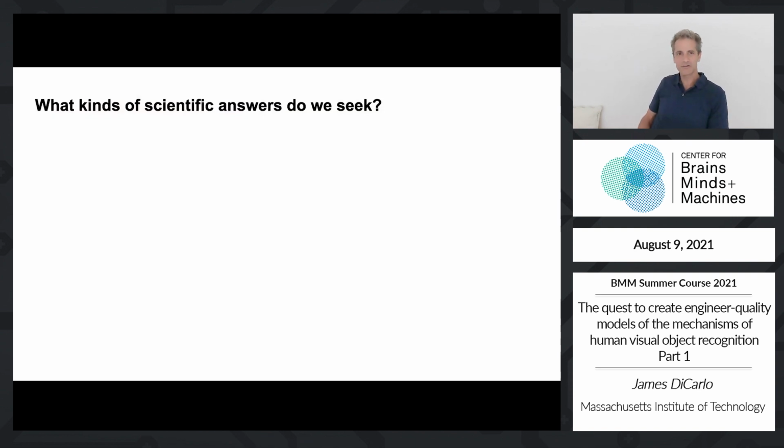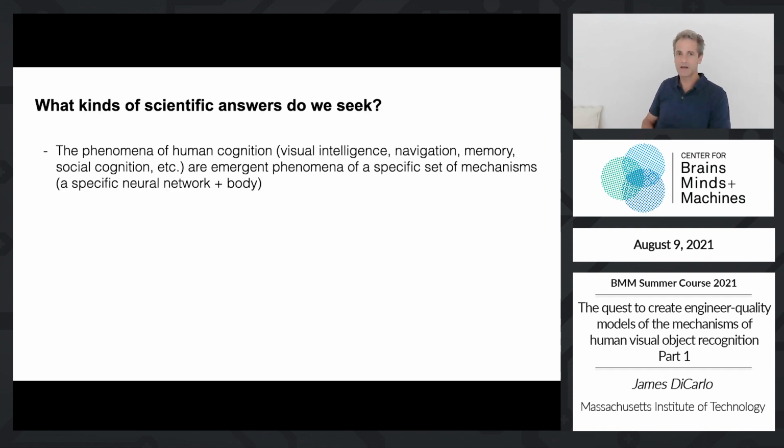So I'm saying all this as kind of a philosophical statement to remind you of what kind of scientific answers our field is even seeking as we try to, quote, understand the brain and how it gives rise to the mind. So again, the phenomenon of human cognition, whether it be visual intelligence, as I've been motivating from Teuber here, or navigation, memory, social cognition, whatever phenomena of human minds that you're interested in, they are all emergent phenomena of some specific set of mechanisms, that is some specific neural network and the body that it's encased in that give rise to that. Again, this is the founding hypothesis of neuroscience.